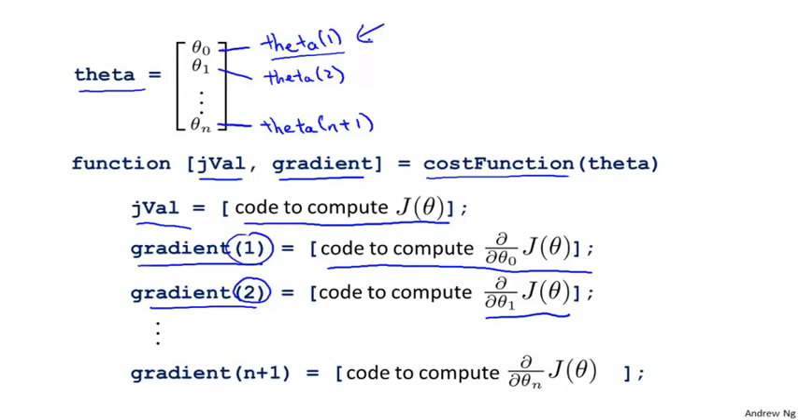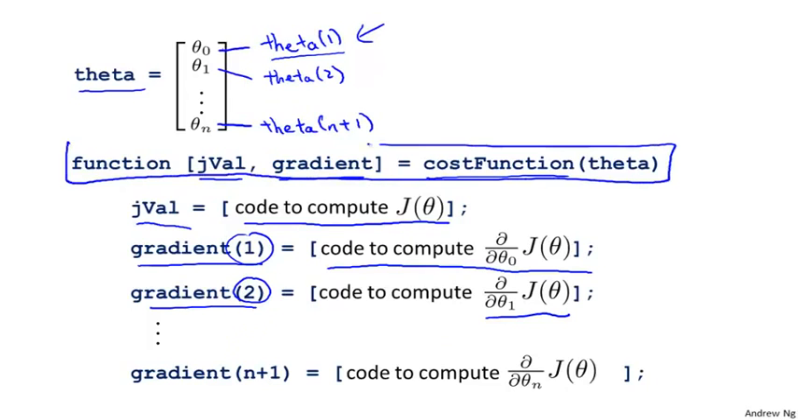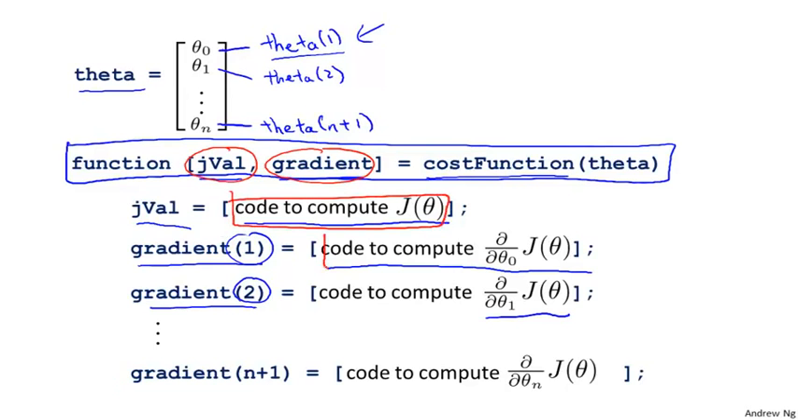But the main concept I hope you take away from this slide is that what you need to do is write a function that returns the cost function and returns the gradient. And so in order to apply this to logistic regression, or even to linear regression, if you want to use these optimization algorithms for linear regression, what you need to do is plug in the appropriate code to compute these things over here.